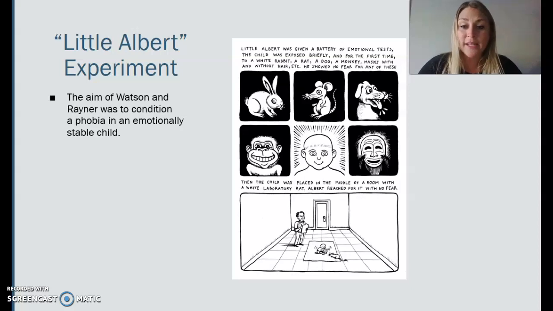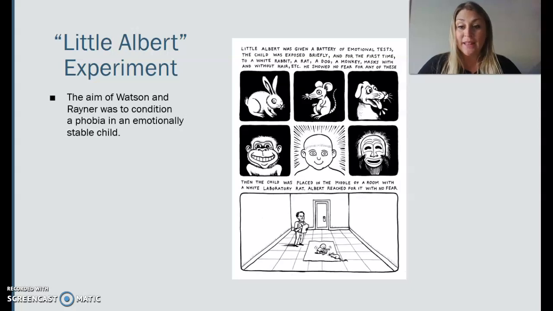First, a white rat, a rabbit, a dog, a monkey, and then several different masks. And during this time, he had no initial response. He observed and watched the animals, and that was about it. No significant reaction took place. So during the experiment, Albert was allowed to play with the animals.